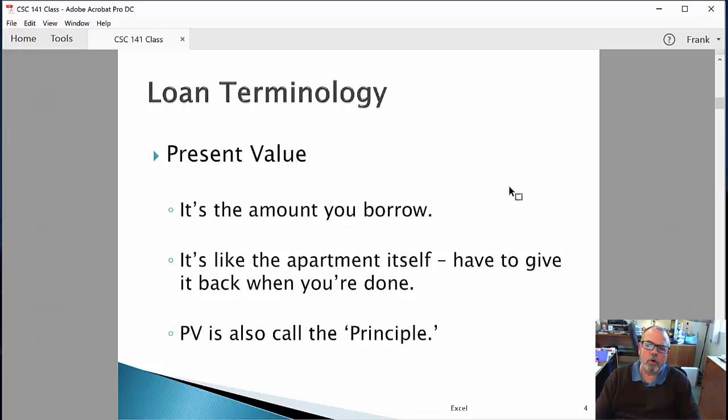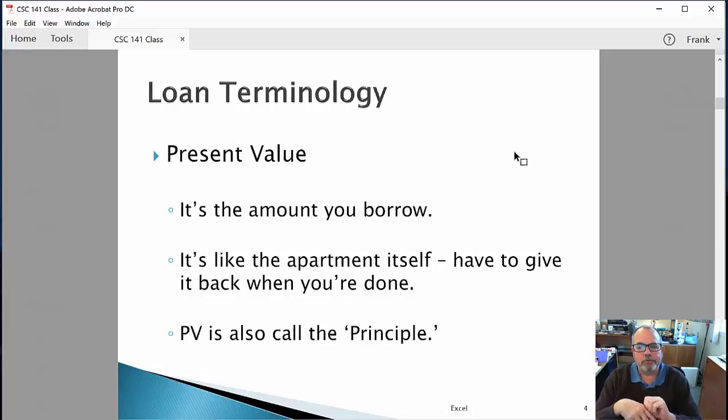Now, there's some of the lingo of a loan you need to get your arms around, and these relate to the functions that we're going to look at. One of the terms that will pop up in the functions is present value. There's a present value function. And it's the amount that you borrow. So if you borrow $10,000 to buy a car, then that's the present value. It's the amount of money that you borrow at the beginning of the loan.